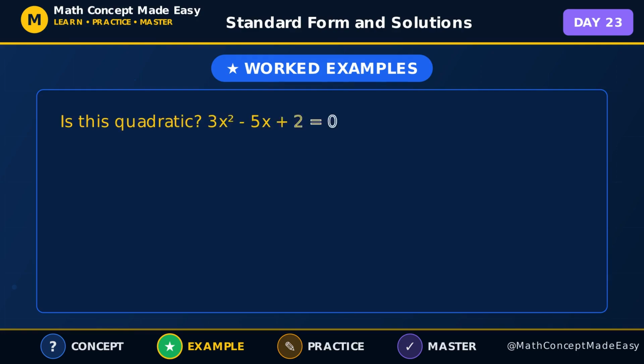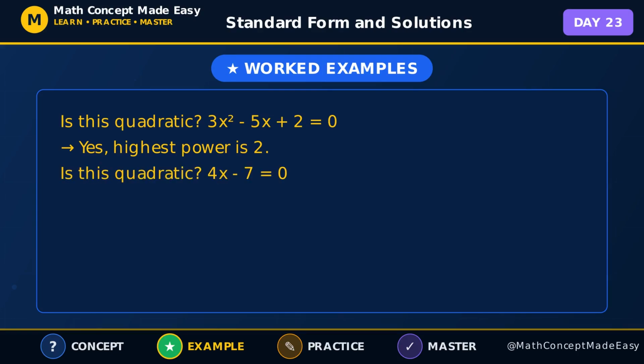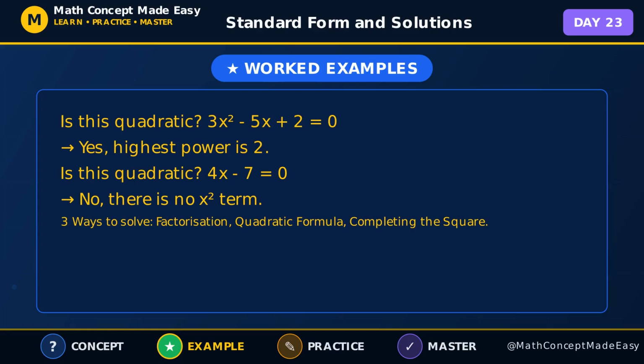Is this quadratic? 3x squared minus 5x plus 2 equals 0. Which means yes, the highest power is 2. Is this quadratic? 4x plus 7 equals 0. Which means no, there is no x squared term. There are three ways to solve: factorisation, the quadratic formula, and completing the square. Notice how every line follows logically from the one before it. That habit, checking each step, is what makes your answers reliable.